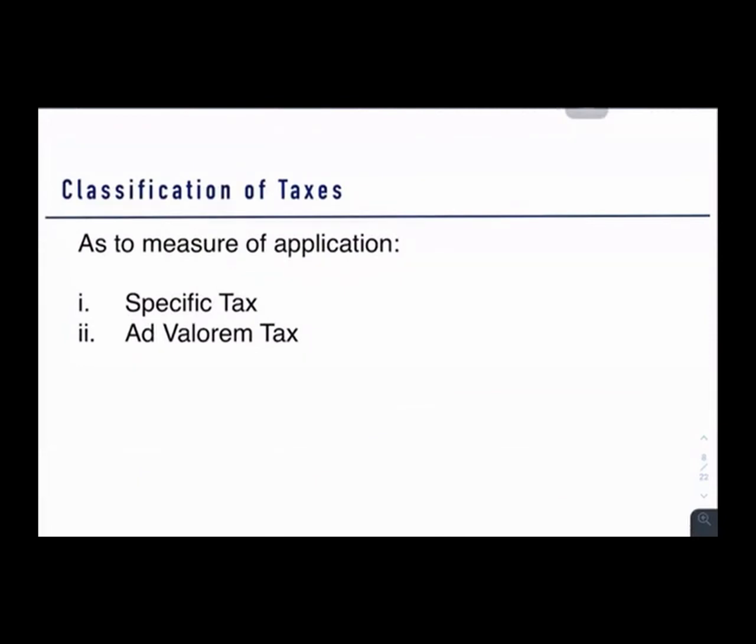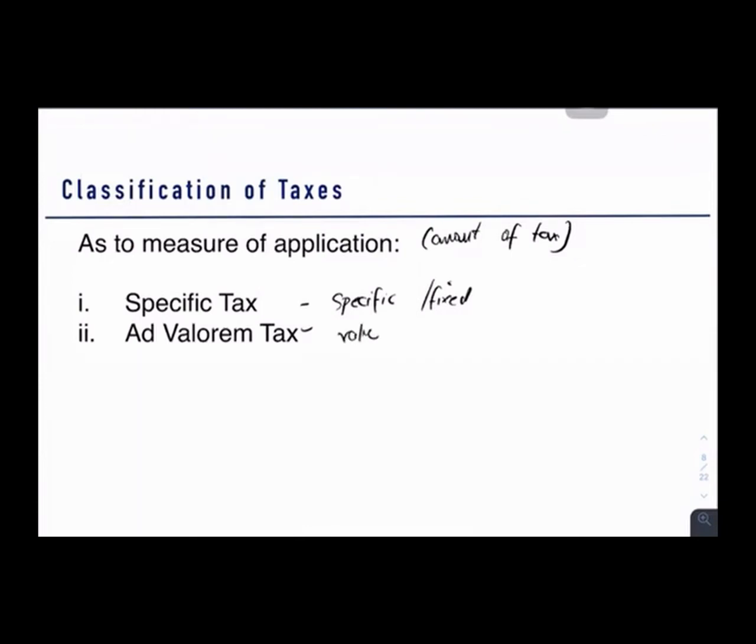So when we say classification of taxes as to measure of application, we determine the amount of tax. So what is the amount under a specific tax? If the tax is specific, then the amount is also specific or fixed. But if ever we classify the tax as ad valorem tax, we base the amount on a particular value.